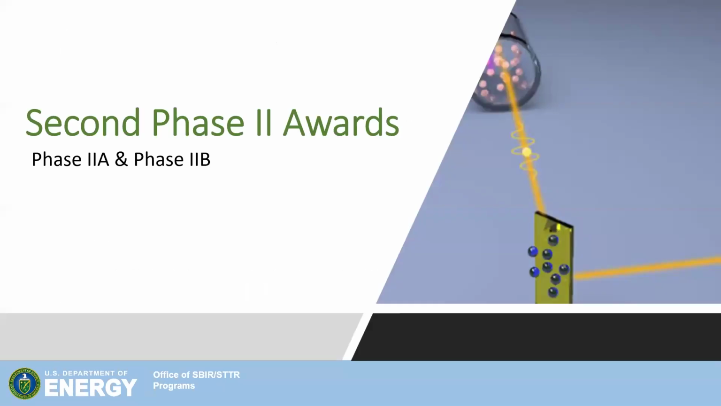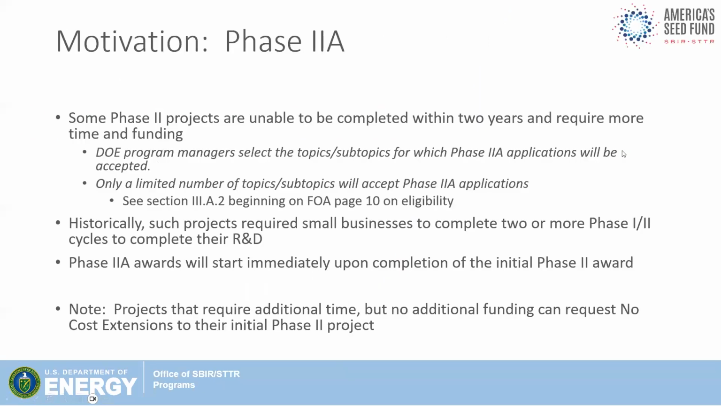Okay, so we're going to get a little more into the meat of what we're talking about today. And this is for those of you applying for second and third phase 2 awards. So we'll start with the second phase 2 award. We have two versions. There's a 2A and a 2B. And there are different motivations for the 2A and 2B.